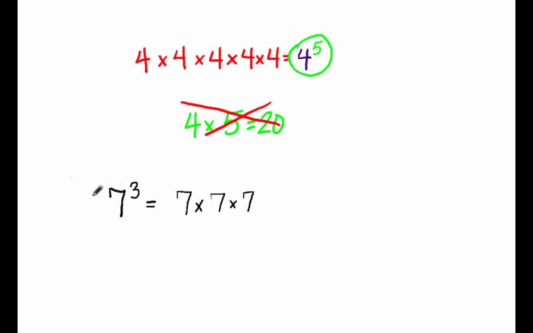Again, this problem is not 7 times 3. The 3 is not a factor. The 3 simply is a power or an exponent that tells us how many times to multiply that 7. So that is incorrect. Please make sure you know the difference. The 3 is not a factor. It simply tells us how many times we're going to multiply the 7.